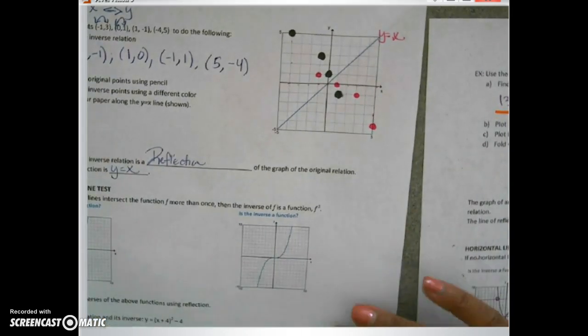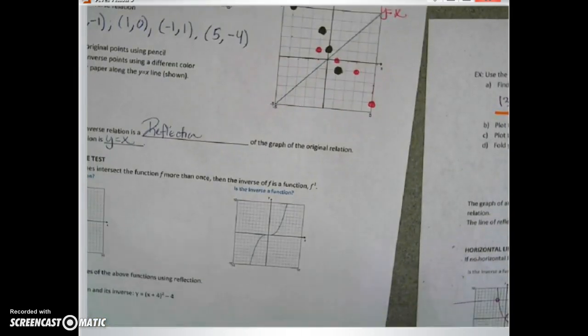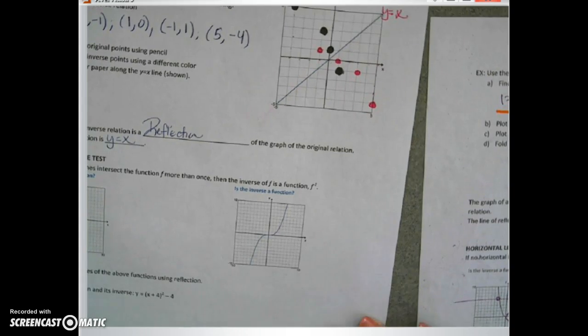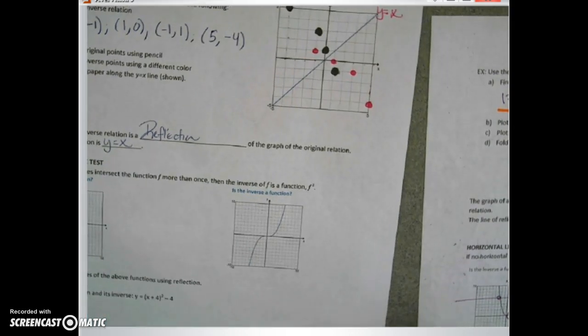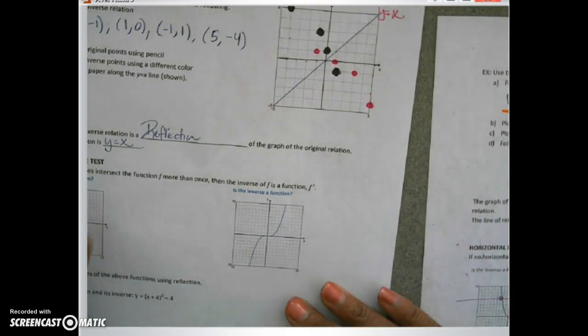Okay, I'm going to show you how that works using this next part. So the horizontal line test. We know the vertical line test, which says that if this is my function, then any vertical line can only pass through it once. So right now, this passes. This is a function.